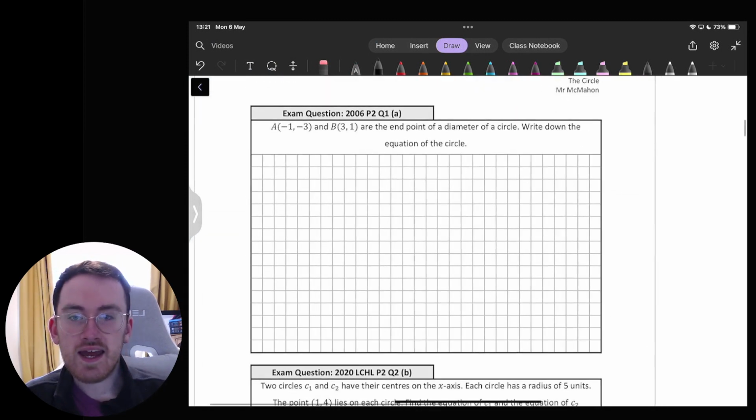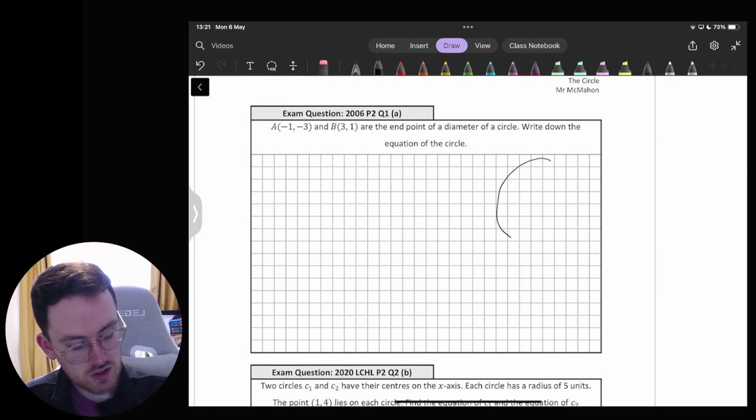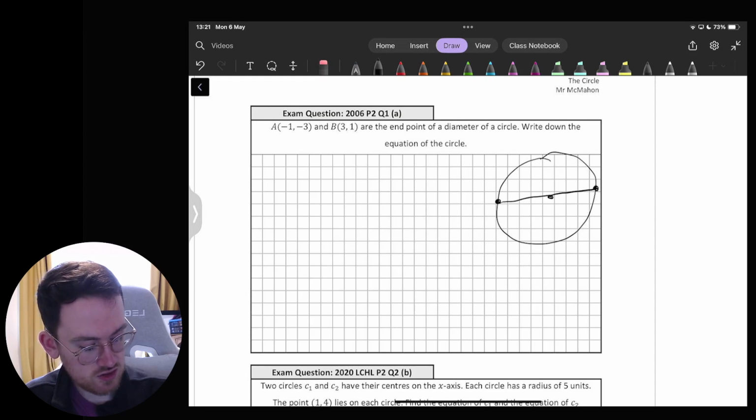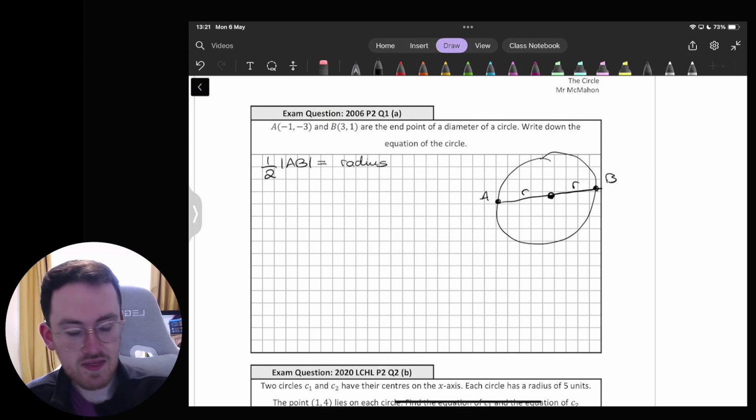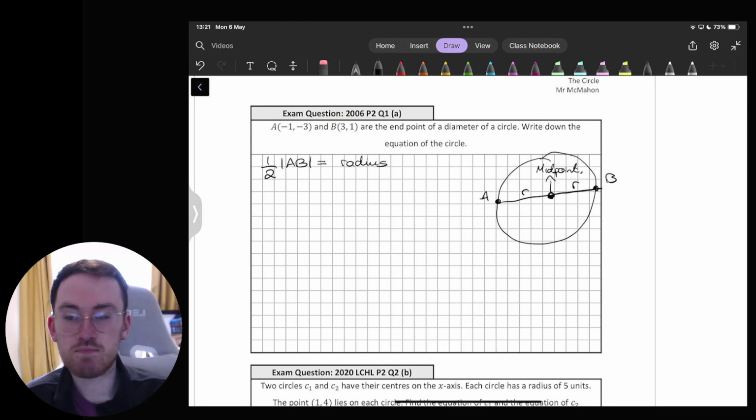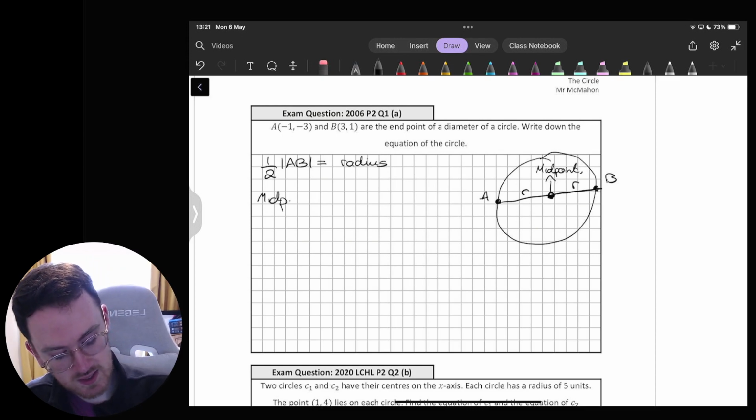Looking at the next question, A and B are the endpoints of the diameter of a circle. So let's look at what we're looking at here. I have A here, I have B here, I have the center here, and I have a line straight through from A to B. What I'm noticing straight away is half that distance from A to B is going to be the radius of my circle. I can also see that if this is the radius and this is the radius, then this point is splitting those 2 points directly in half, and thus that's going to be the midpoint of A and B. So that's going to be the center. So half that distance is the radius, and the midpoint is going to be the center.